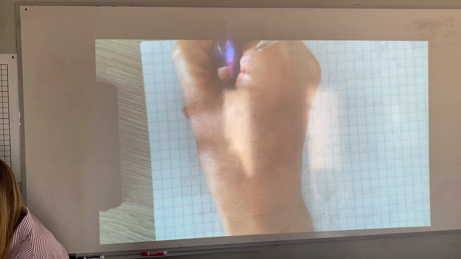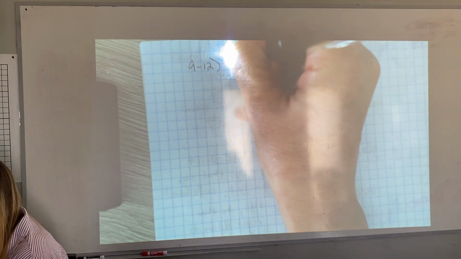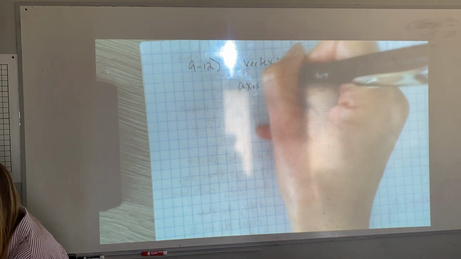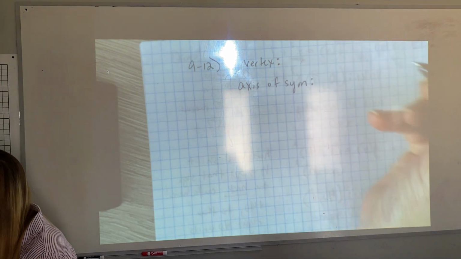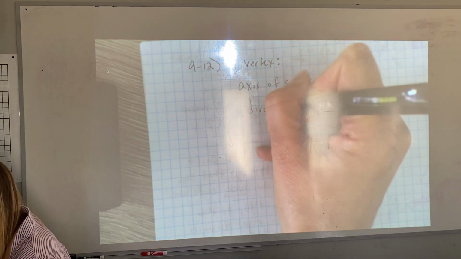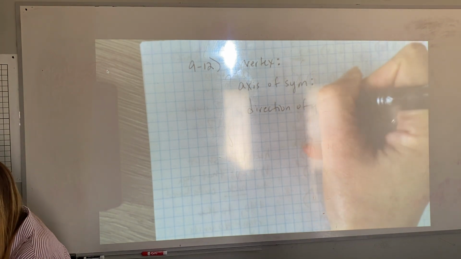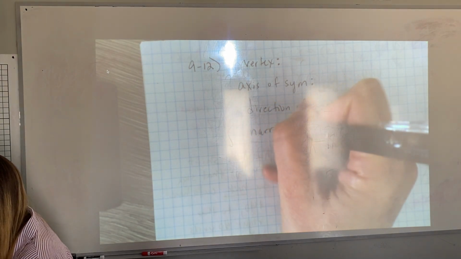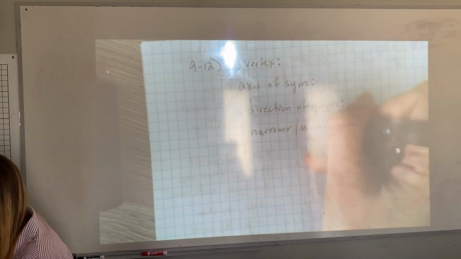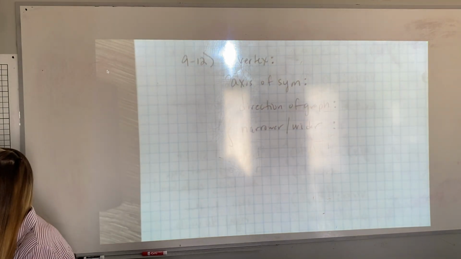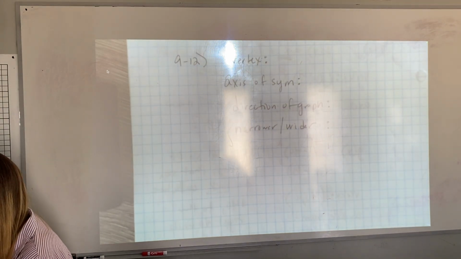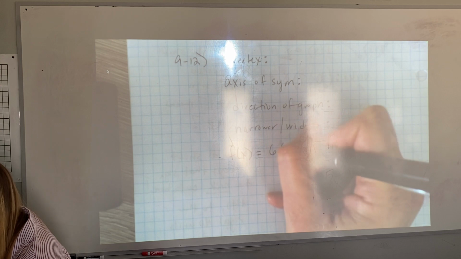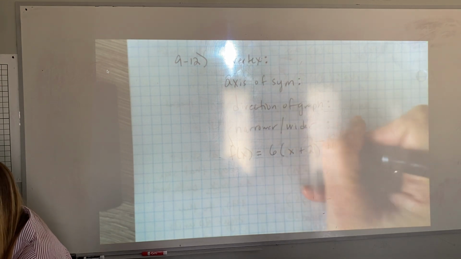So 9 through 12 is going to say, identify the vertex, axis of symmetry, the direction of the graph, and whether it's narrower or wider than the parent function. Those are the 4 things it's going to ask you for. Then it's going to give you a function that looks something like this. I just changed the numbers slightly.